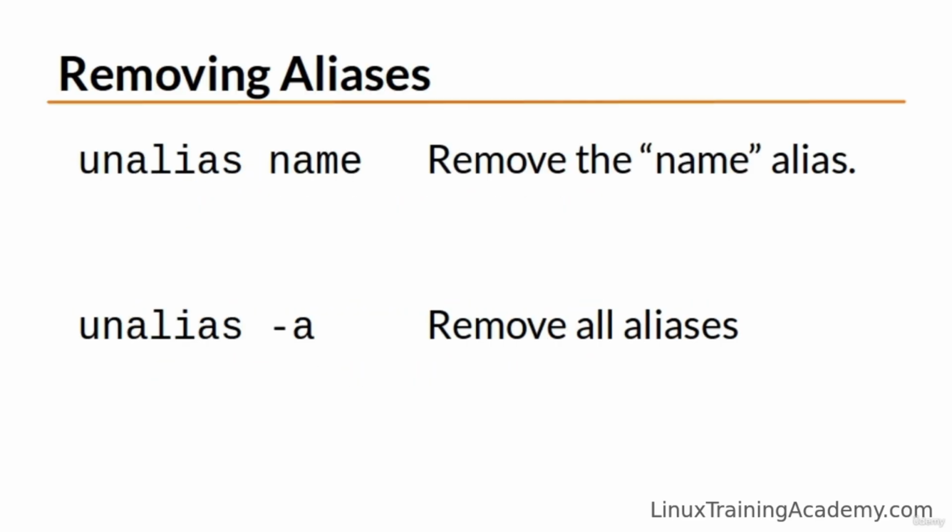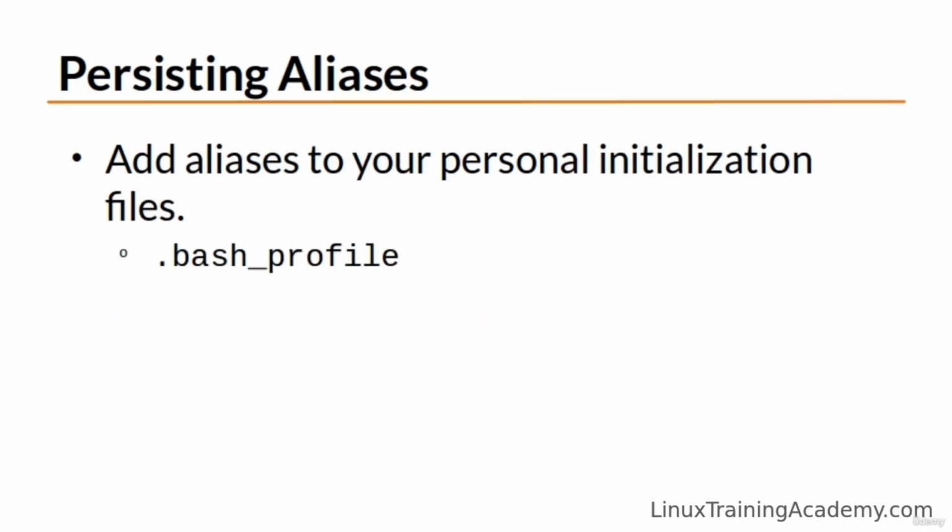To remove an alias, type unalias and the name of the alias, or to remove all aliases, use unalias space -a. If you were to create some aliases and log out and back in, your aliases would be lost. To make them persist between sessions, add them to your dot files, such as .bash_profile.